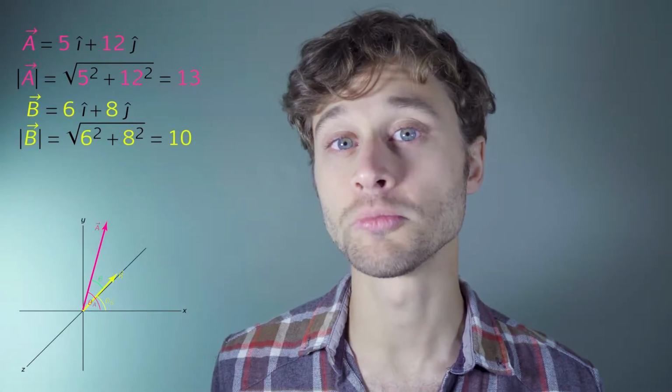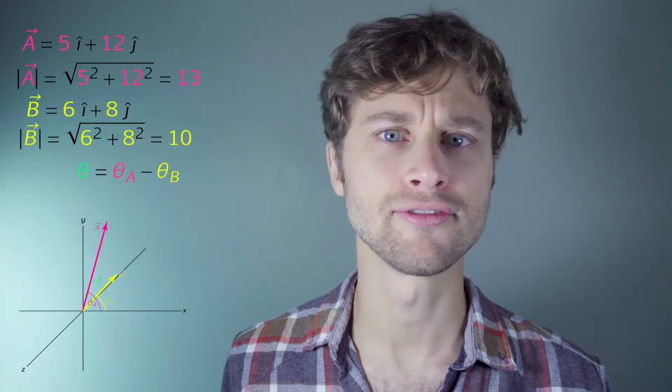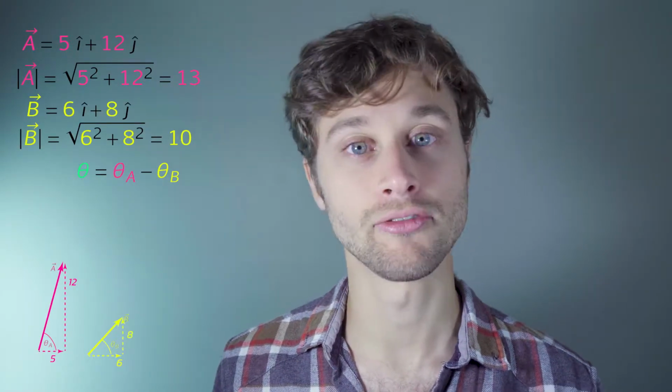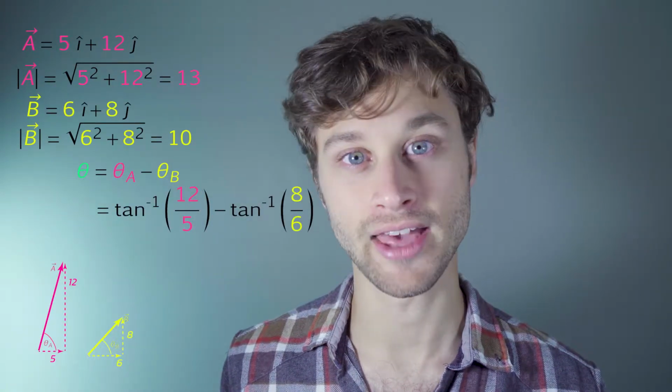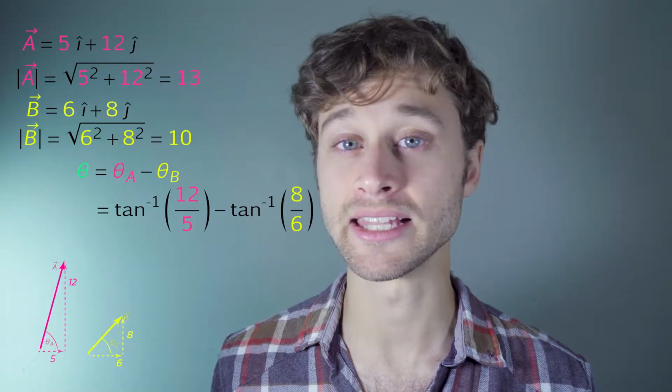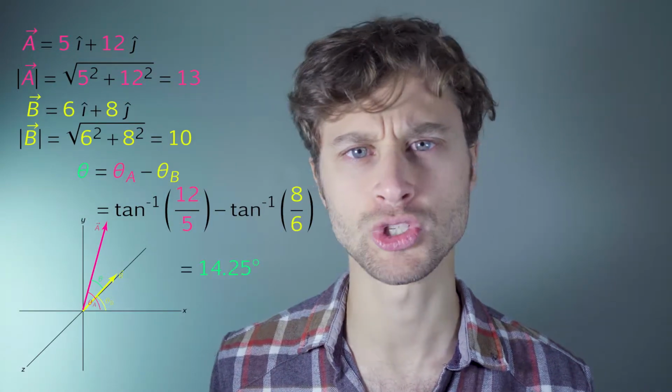Now, to find the angle between those two vectors, theta, we're going to have to take the difference between the angles that each vector makes with the positive x-axis. So let's take a look at that here. We can find each using a little bit of trigonometry. Basically, the tangent of each angle is equal to the y component of that vector over the x component of that vector. Taking the inverse tangent of all that, we find that ultimately the angle between the two vectors is equal to about 14.25 degrees.